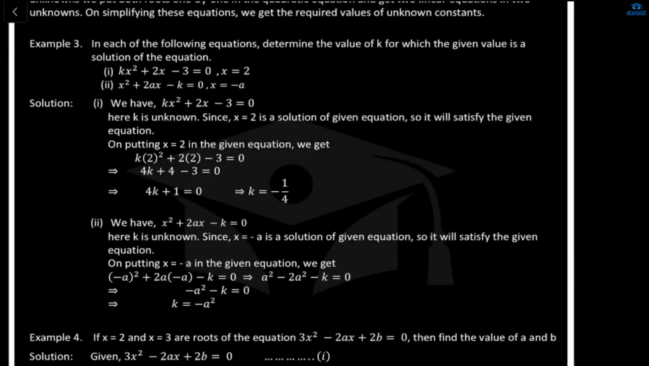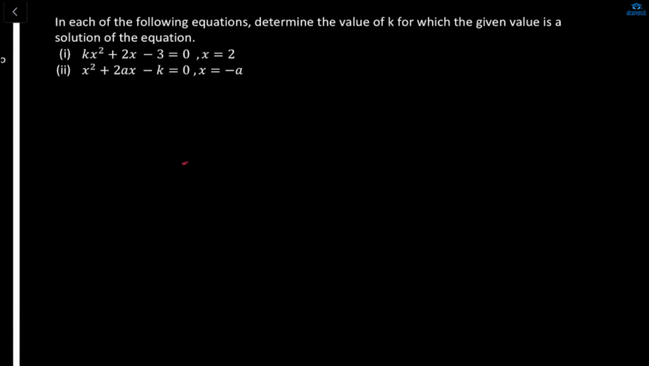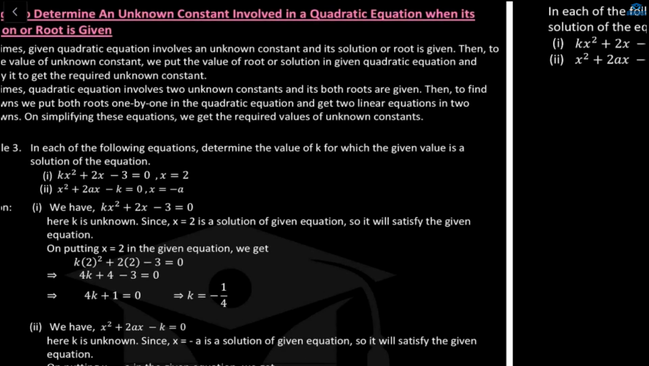Understood what I said? Now let's see the question. In each of the following equations, determine the value of k for which the given value is a solution of the equation. Here, a is a solution. It is given here.